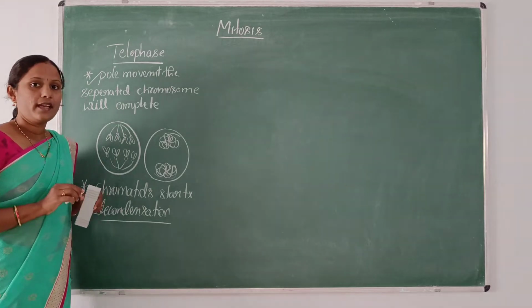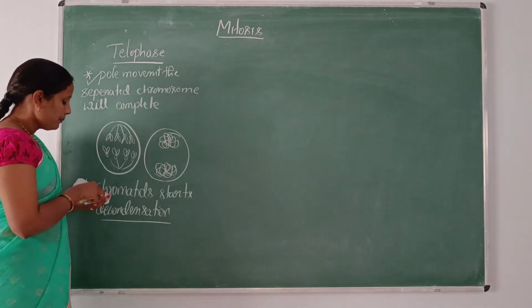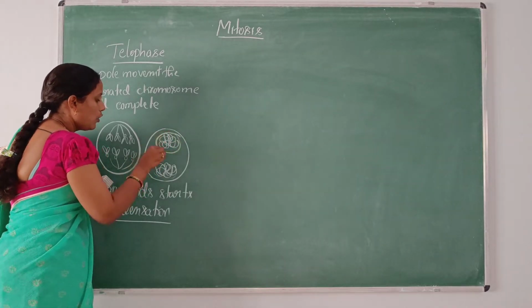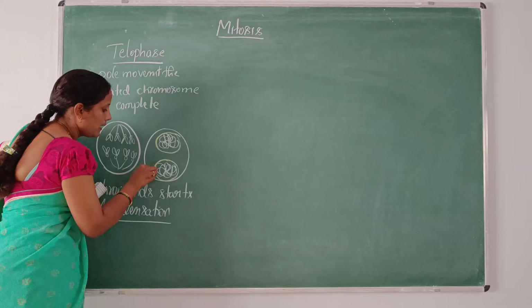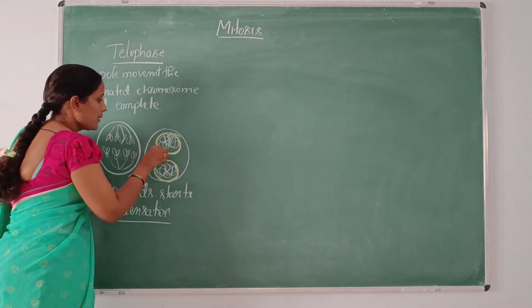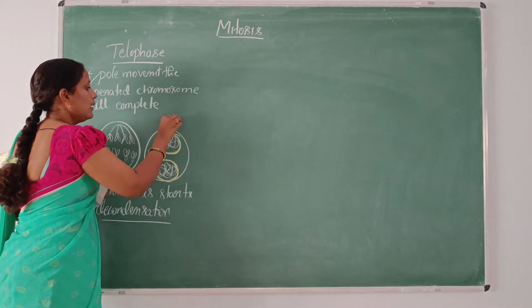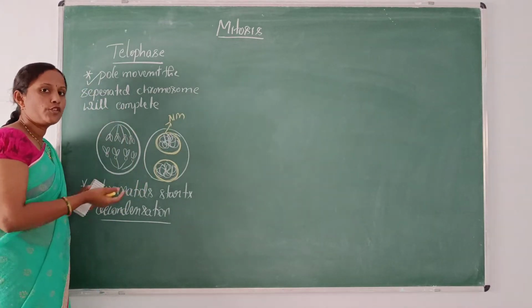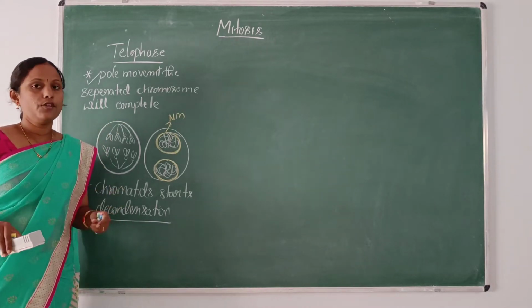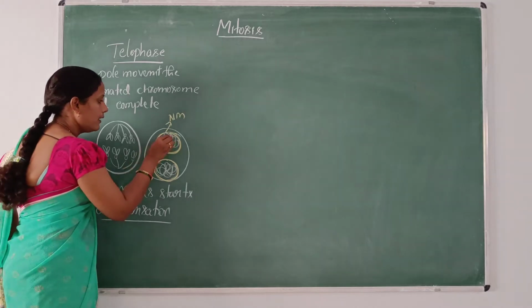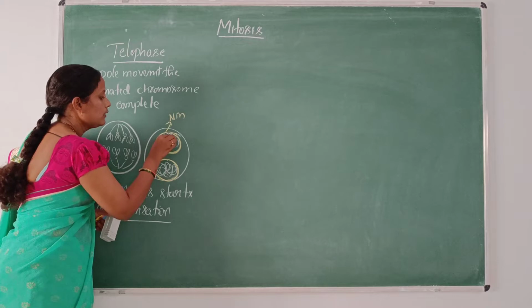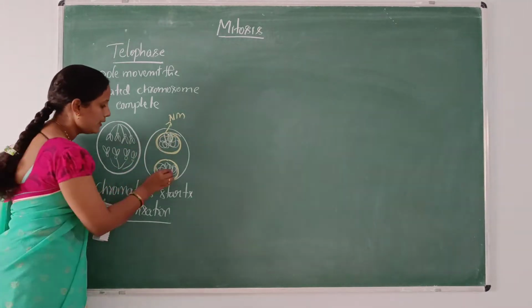They again appear like threads, and there is a formation of nuclear membrane around the disintegrated chromatin network. In prophase there is a disintegration of nuclear membrane, and there is an appearance of the nucleolus. The nucleolus will start appearing in both.